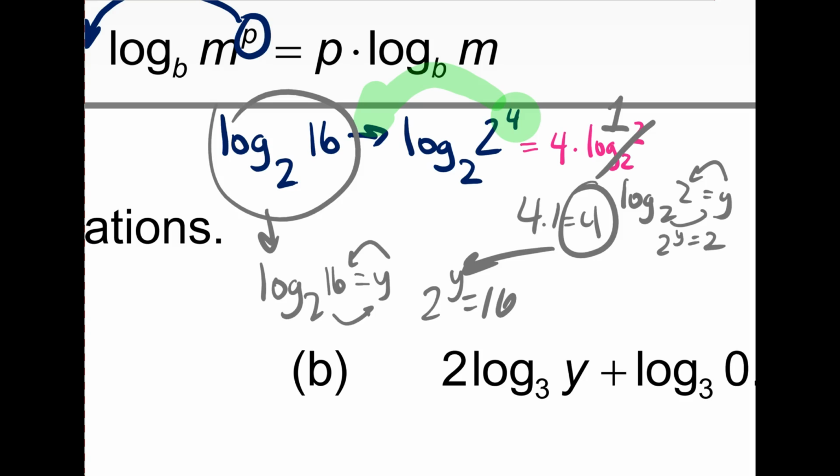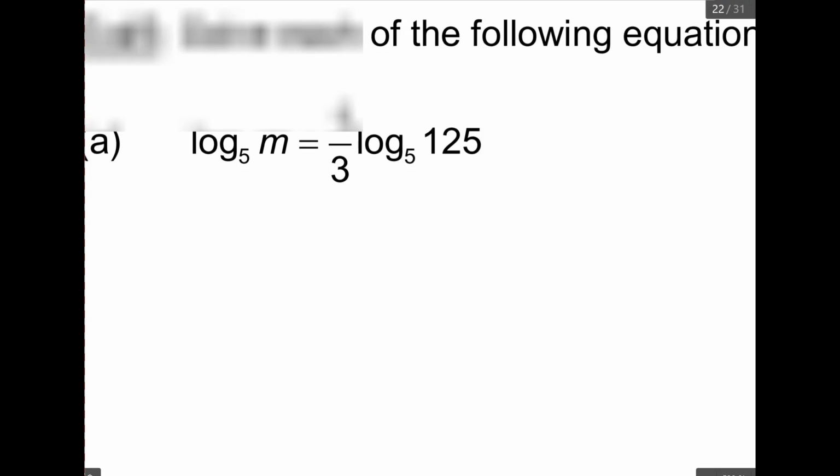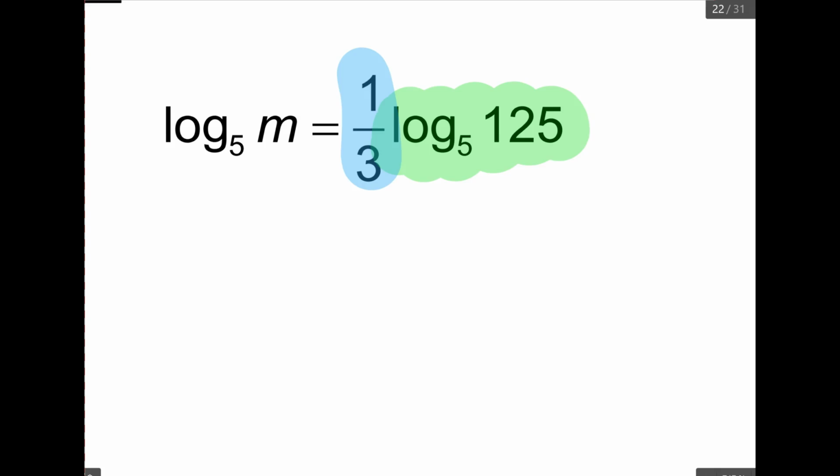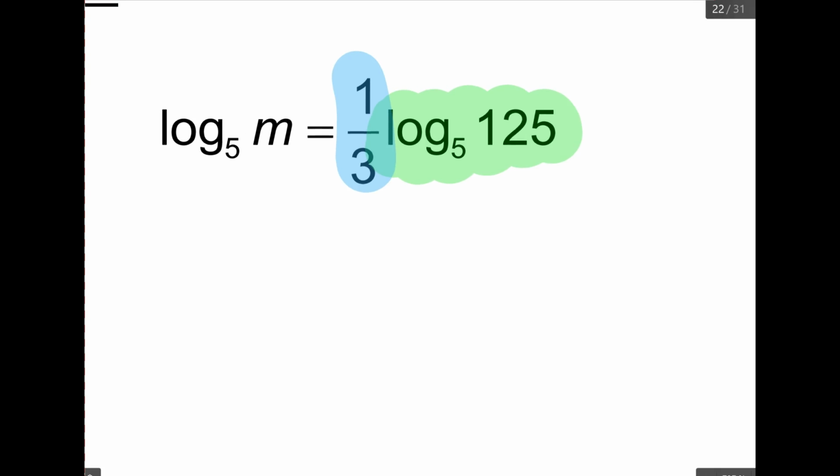All right, so example 3a, solve each of the following equations. So I have log base 5 of m equals 1/3 log base 5 of 125. First thing I notice is I'm multiplying. This right side is being multiplied by a third. What should I do with this third? I'm going to raise 125 to the power of 1/3.